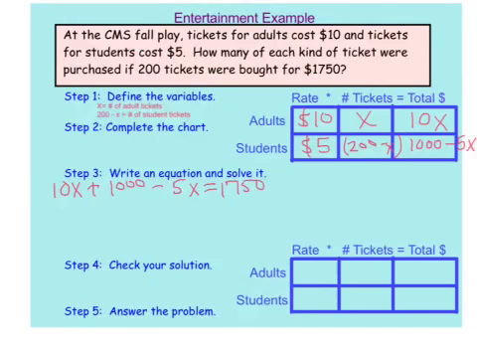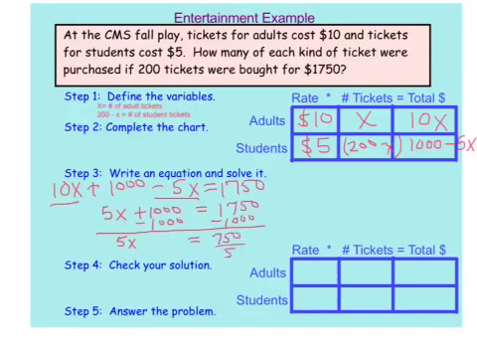And then you just solve your equation like normal. You can combine your like terms. Subtract 1,000. And divide by 5 to get x alone. And x then is 150.